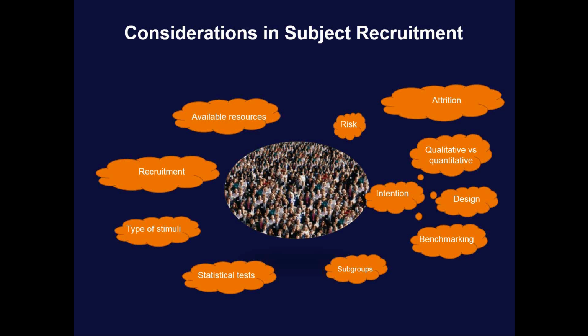What if it's a particular group of people that you're interested in? You might have some assumptions about certain statistical tests that require more or fewer people to come in. You might have some other considerations too, like the type of stimuli, where you're only interested in certain types of people, say only people who are colorblind or people who aren't colorblind.